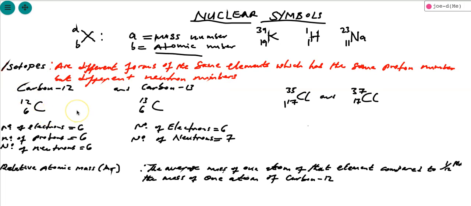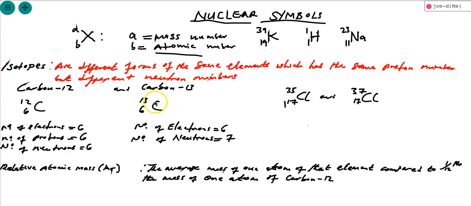Let's look at an example. A common isotope that you come across is carbon-12 and carbon-13. Now let's look at their nuclear symbols. We got here carbon-12 and carbon-13. Carbon-12 has atomic number of 6 and mass number of 12. What that means is that the number of electrons in this carbon-12 is 6, the number of protons is also 6, and the number of neutrons is 6.